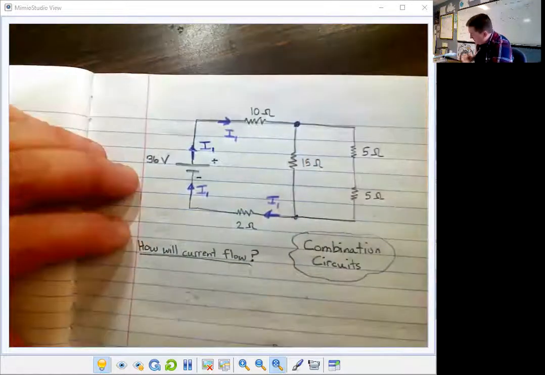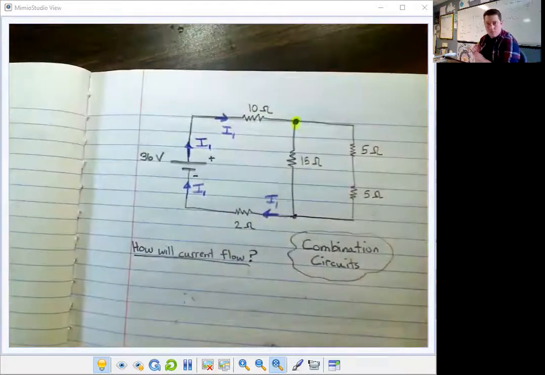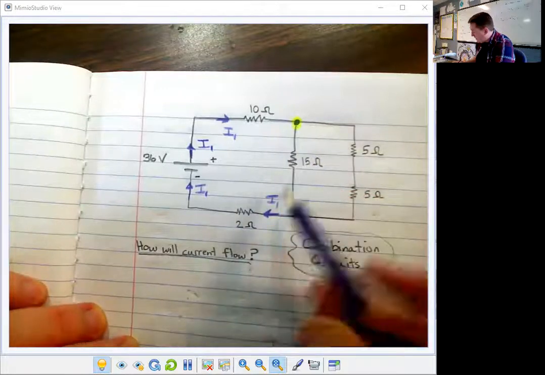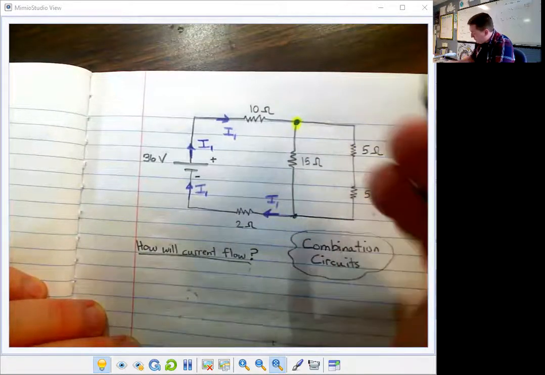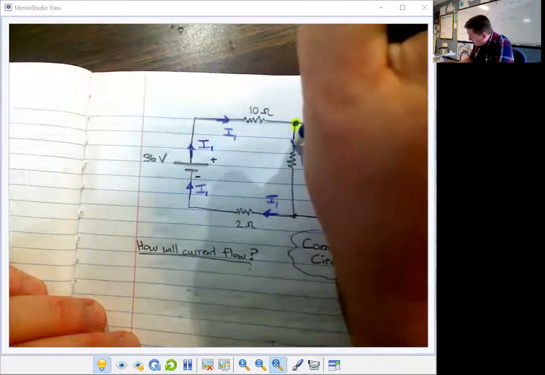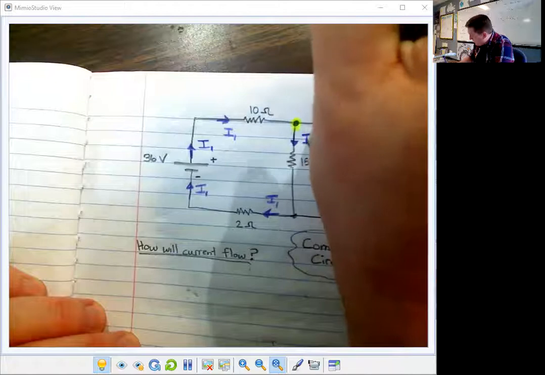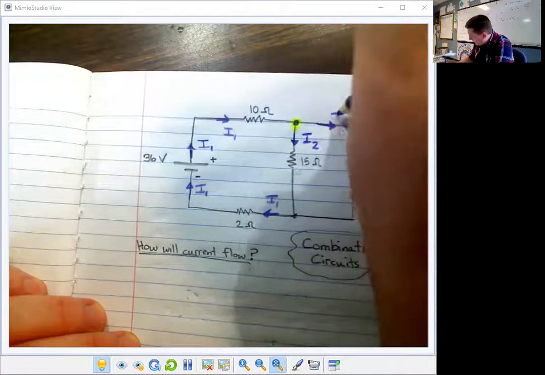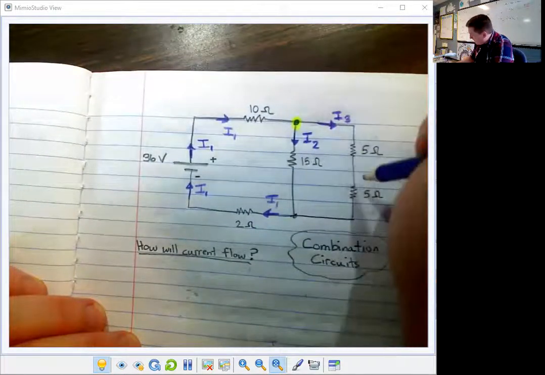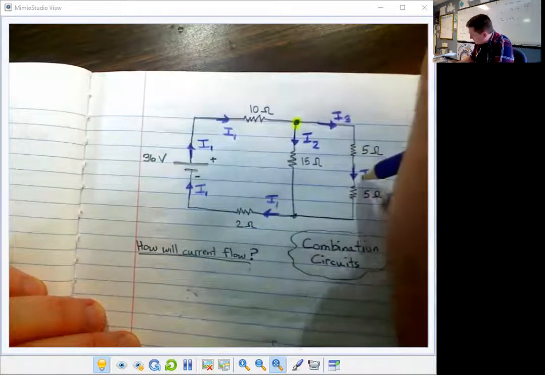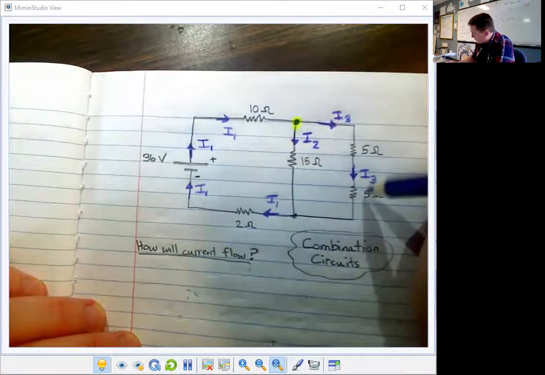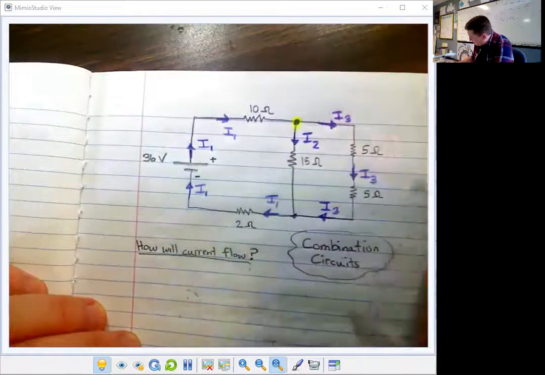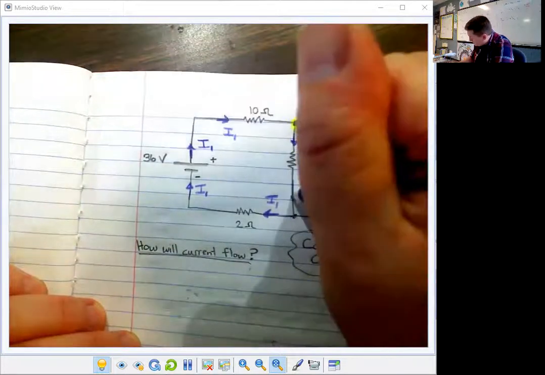Here at this point, I have a junction. Some of the current will get to this junction and decide to flow down this path, and some current will decide to flow down that path. I'm going to say that this path is path 2, and that's going to be current 2. And then down this pathway, we're going to have current 3. And current 3 is going to go through both of those resistors in series, because 2 resistors in series get the same current, and current 3 gets back here. All right, current 2 is going to flow through this resistor.